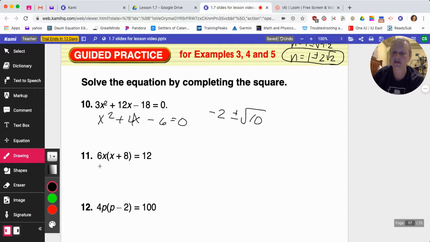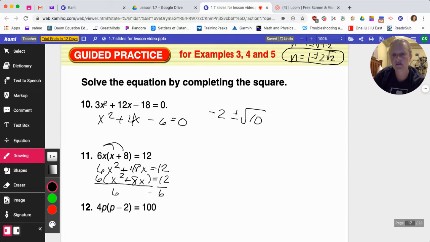Here, a little bit messier. If I were sitting in your seat, I would say, what, Miss Carly, I don't know what to do there. I have 6x squared. I'm going to distribute. Plus 6 times 8 is 48 equals 12. Now I'll factor out the 6. I guess I could have just distributed 7. And divide both sides by 6. I'm trying to simplify my work. I have x squared plus 8x equals 2.